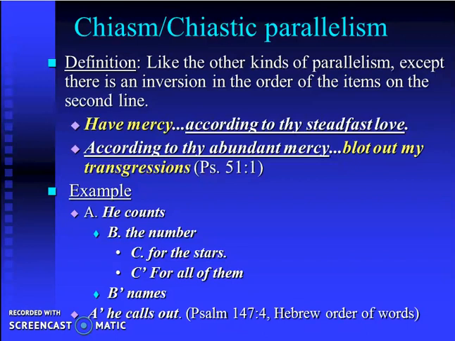But here's an example. He counts the number for the stars, for all of them names he calls out. That's kind of a literalistic translation of Psalm 147:4. And you get an A, B, C, C prime, B prime, A prime pattern, where he calls out is parallel with he counts. The number and the names are parallel, and the prepositional phrase for the stars, for all of them, are parallel. Doesn't translate well, but it is a more complicated A, B, C, C, B, A type of chiastic parallelism.